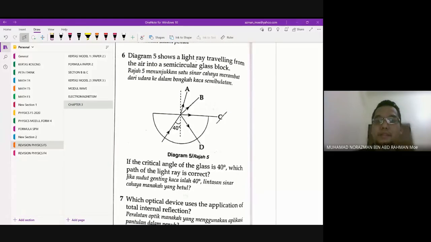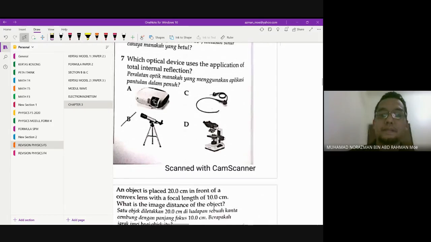Okay, number 6. Diagram 5 shows light ray traveling from air to semicircular glass block. If critical angle is 40, which path of the light ray? So kita tengok incident ray 40, so dia akan angle of refraction akan jadi 90 degree. So answer C. Okay, ini senang.